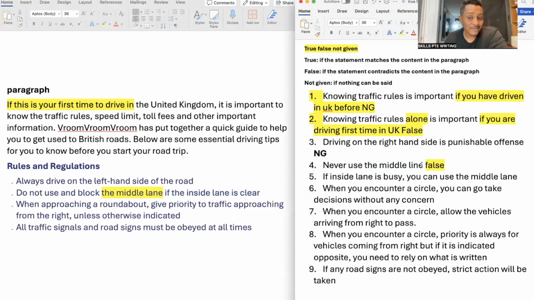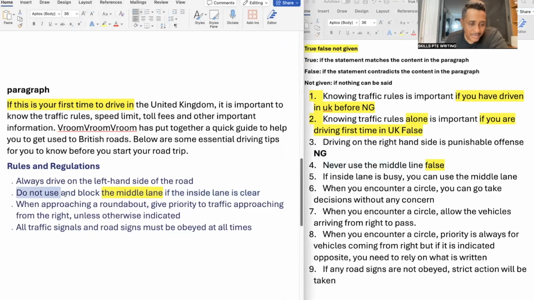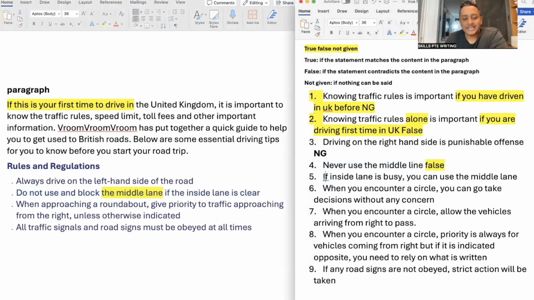It cannot be not given. They have written never use the middle lane. So it cannot be not given. It should be either true or false. If it matches with the condition, it is true. If the condition is not given, it can be false. Remember this. If inside lane is busy, you can use the middle lane.